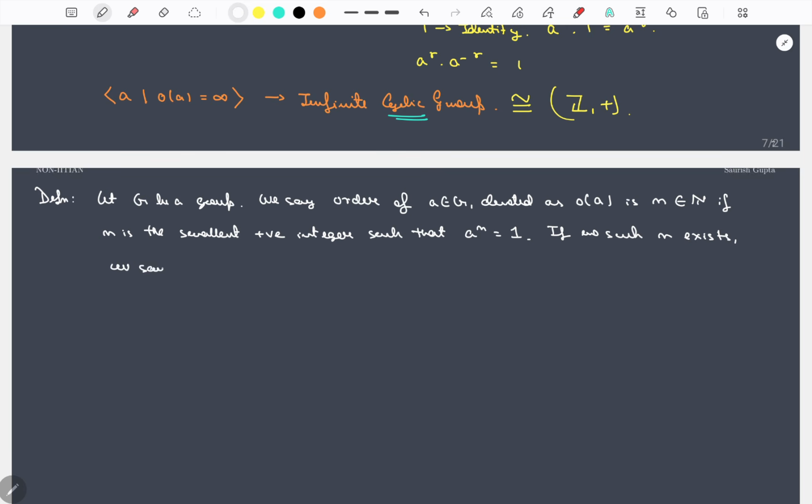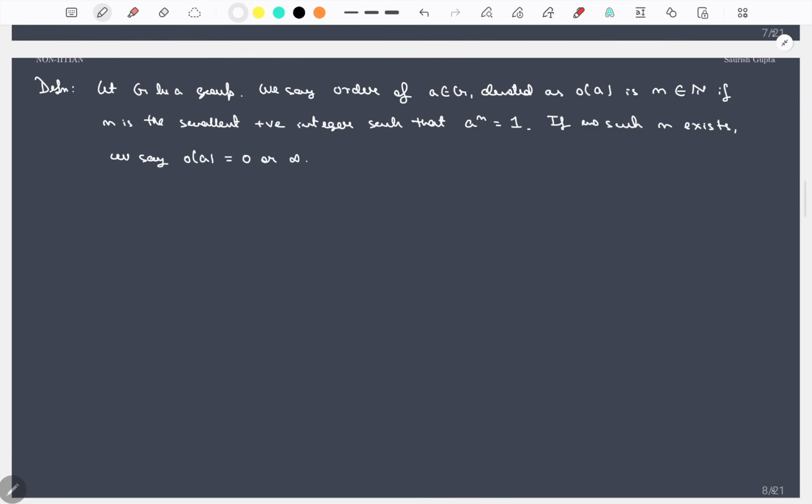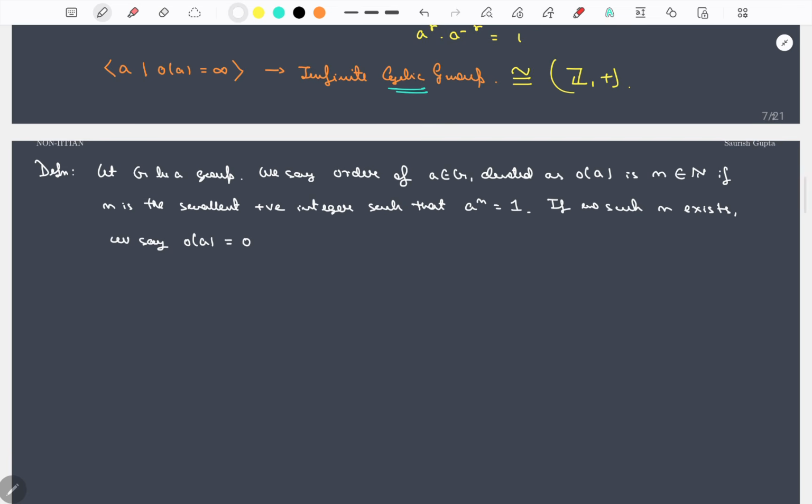we say the order of A. Now often we take it to be 0, or we take it to be infinity as well, so it doesn't matter. You can also perceive this to be infinity. Okay, rather we'll go with 0. So let me pose this to be 0. So the order of the element is 0. Is it clear?